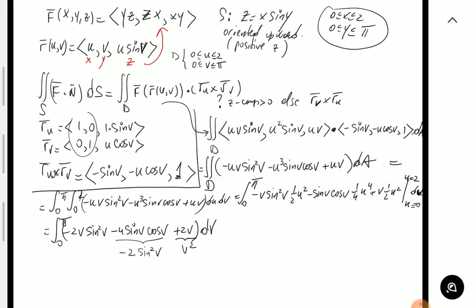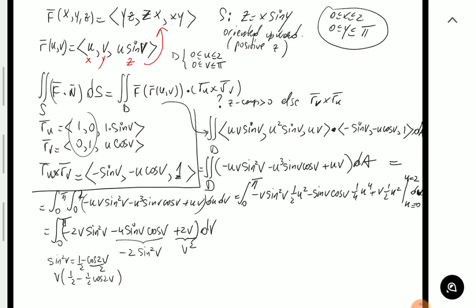This is rather tedious. You're going to have to use the fact that sine squared v is actually 1 minus cosine of 2v over 2. So the double angle formula. Cosine 2v minus 2 sine squared. Okay. All right. So the double angle formula for sine squared v, but then it's going to be v times the whole thing.